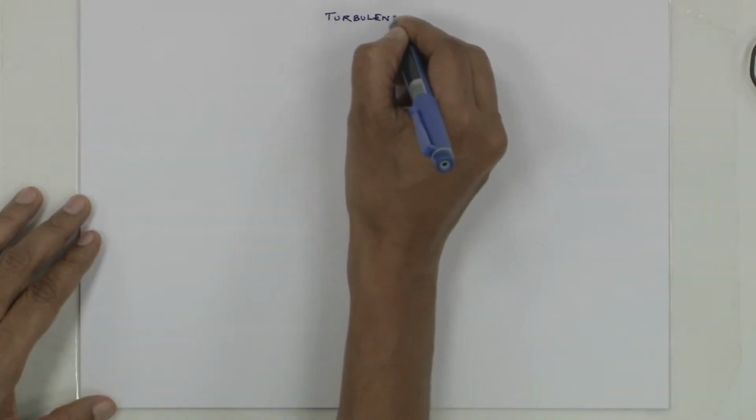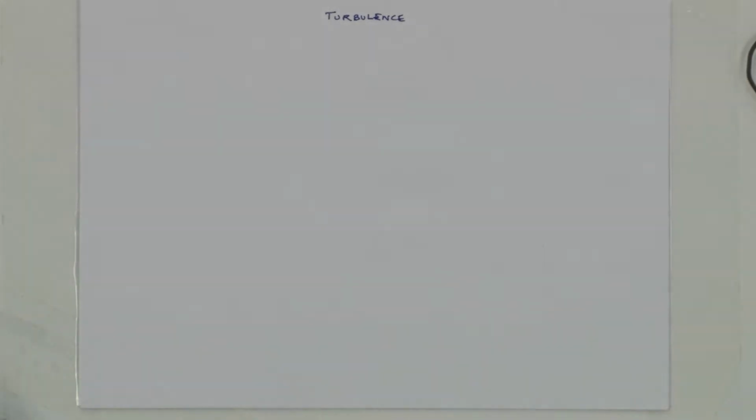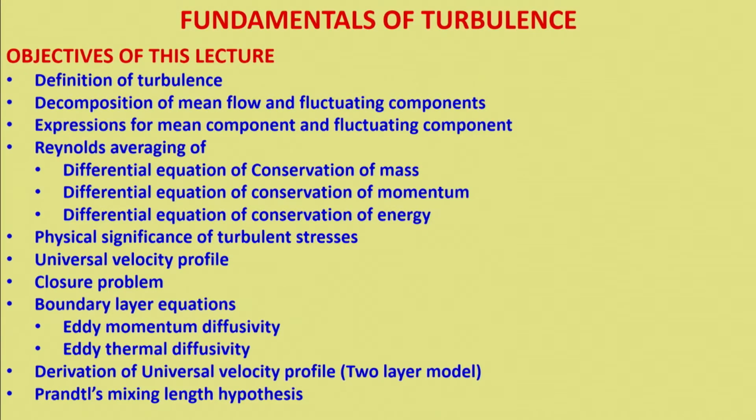Hello everyone. So this module is about turbulence. What all things am I going to teach in turbulence? If you see this slide, the objectives of this module are definition of turbulence, decomposition of mean flow and fluctuating components, expressions for mean component and fluctuating component, and let's do the Reynolds averaging of differential equation of conservation of mass, differential equation of conservation of momentum, differential equation of conservation of energy.